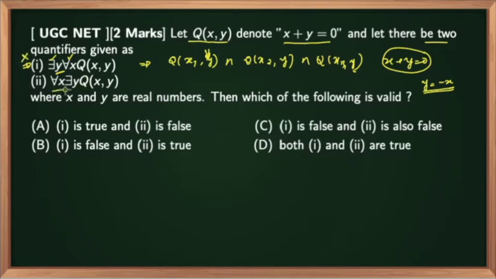Now the second choice says for all x there exists a y. So that means for all x, you take x1, right? Then you can get some value for y, that is, there exists a y, some value of y such that x plus y is equal to 0, right? So that value should be minus x, right? So the second statement is true, but the first statement is false. So the answer should be B.